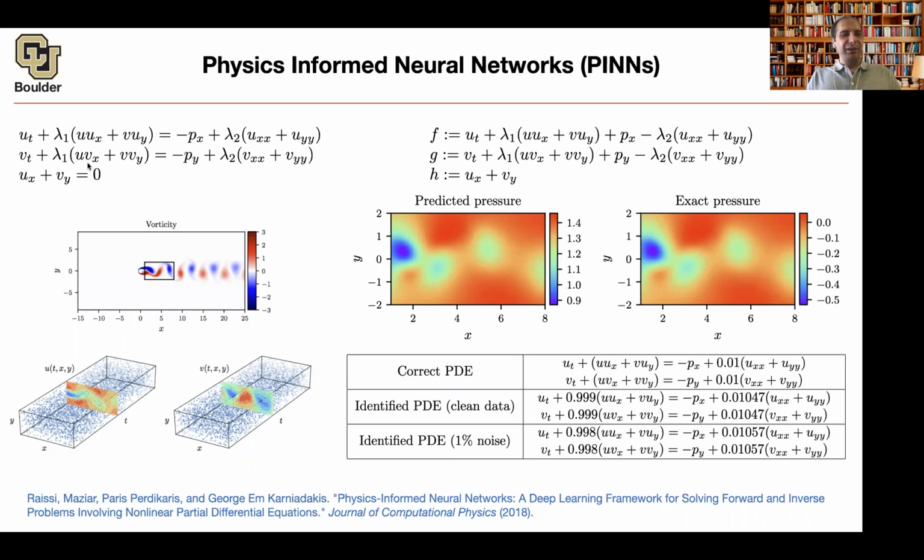And some people criticize this work and say, you're learning only 2 parameters, lambda1 and lambda2. And that's not true, because you're learning p as well, and p is a function. And you're putting a neural network on p, so it's a field that you're learning actually, and it could have thousands of parameters on its own.